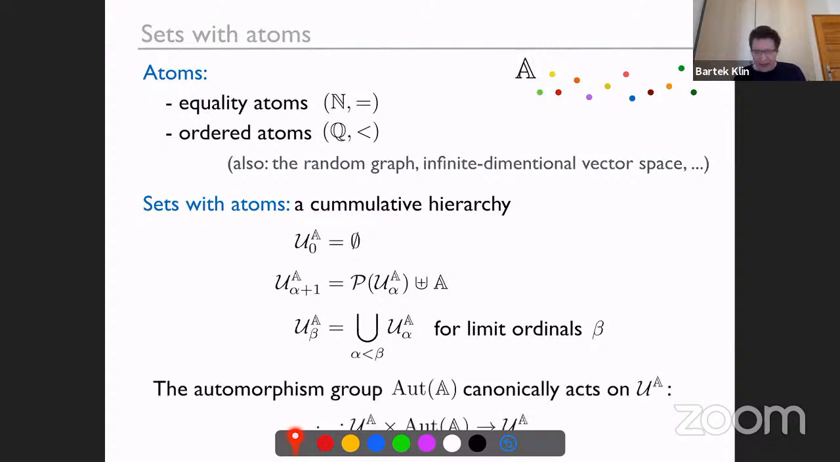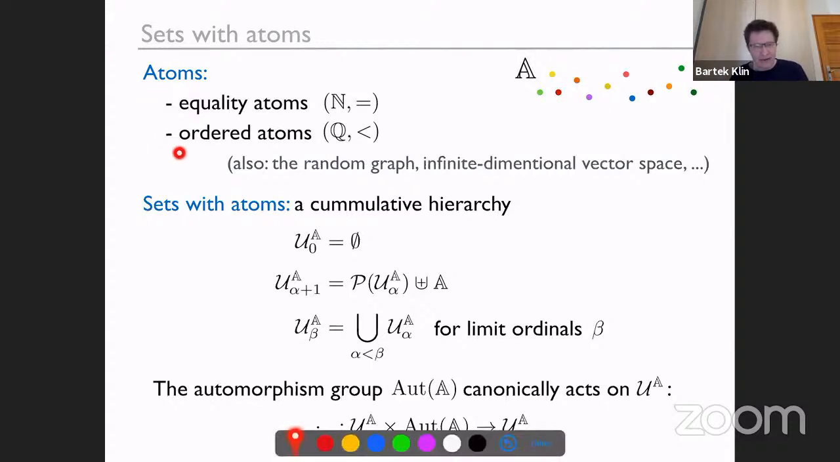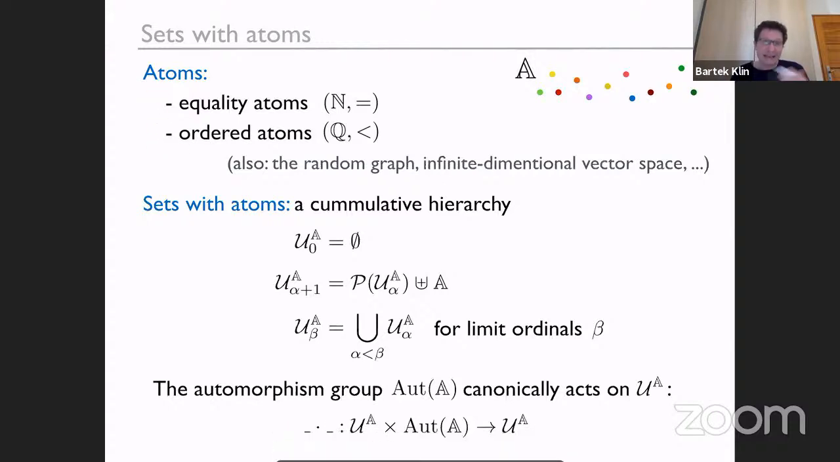And then the important thing is that if I take the group of automorphisms of the structure of atoms, it acts in a canonical way on this universe. So for the case of equality atoms here, automorphisms are just arbitrary bijective renamings of atoms. And it's clear that if I have a renaming of atoms, I can apply it to a set in this universe just by renaming every atom that sits there at the bottom, and I get another set. Okay, so it's a group action.